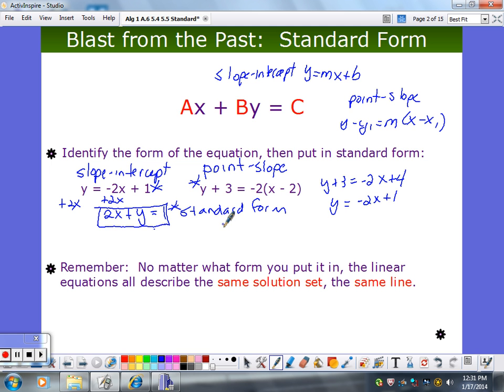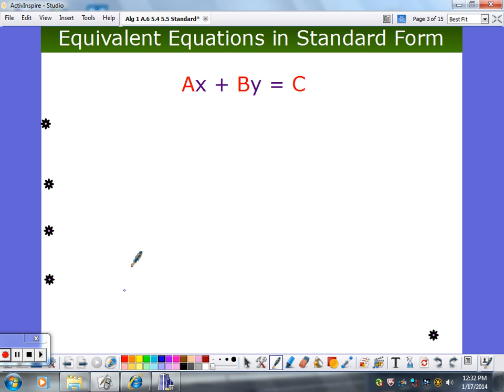Now there's different uses for these forms. We have these different forms because they're good for different things. This is certainly great for graphing, isn't it? This one is also good for graphing if you use the intercept method. This is good if you have a point and slope and maybe you want to get to a different form. So they each have their place. They are the same. Don't forget that, because that's one of those things we tend to forget.